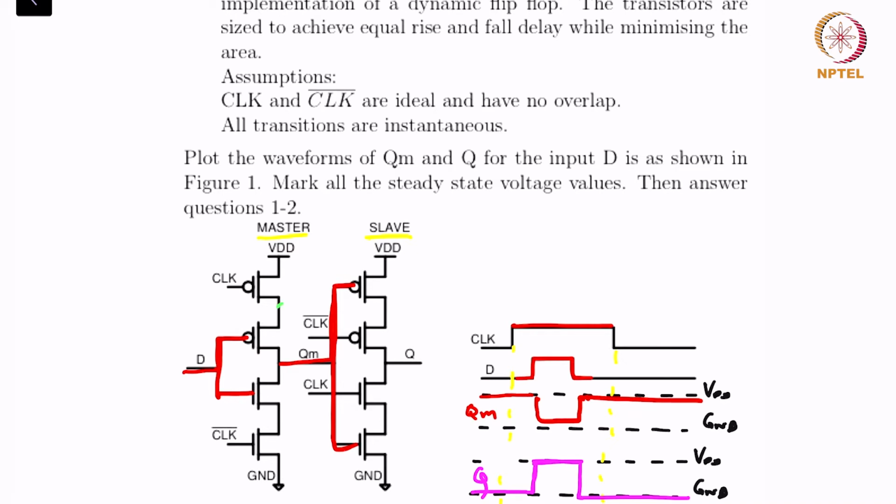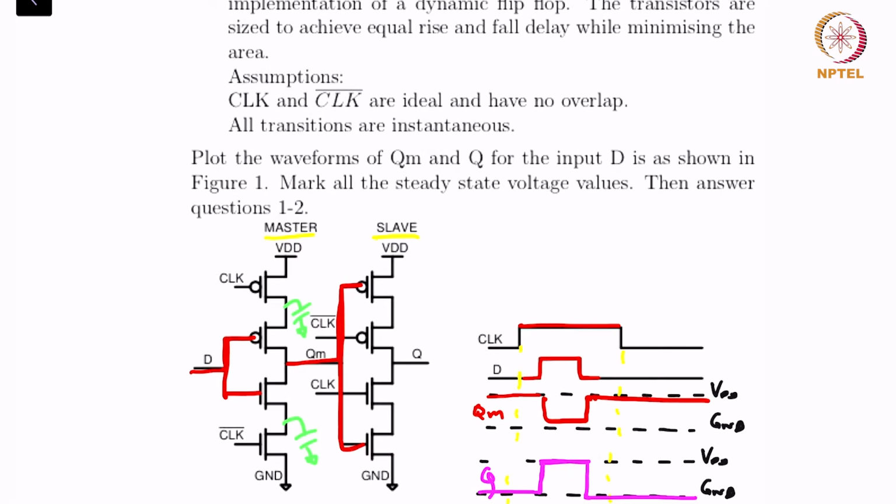Let's assume that there is a capacitor at this node. The behavior of this circuit is that the master latch needs to be transparent when clock is equal to 0. It is opaque when clock is equal to 1. Similarly, the slave latch is transparent when clock is equal to 1, and when clock is equal to 0, it is opaque. Now let's verify if this happens.